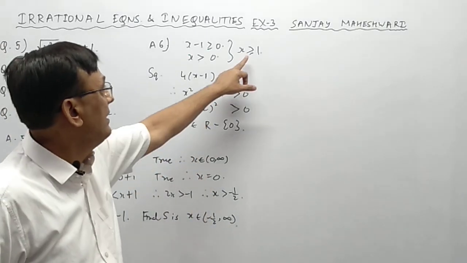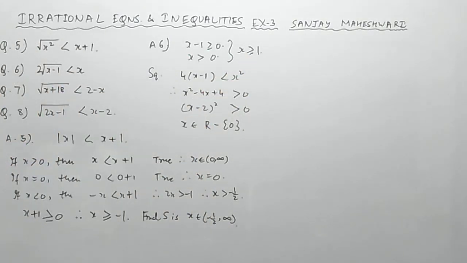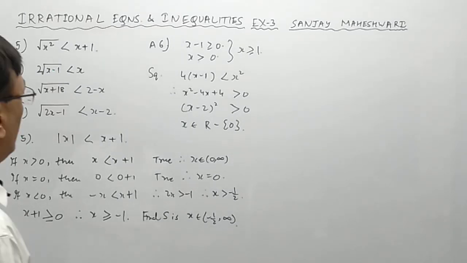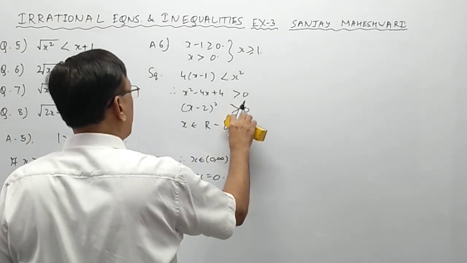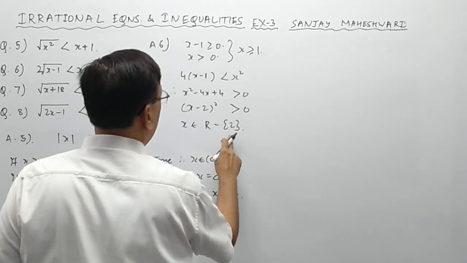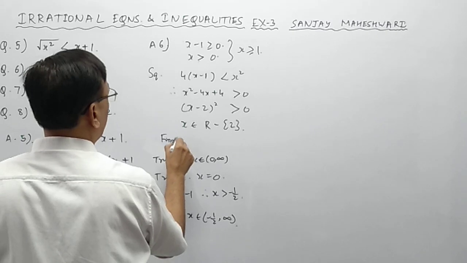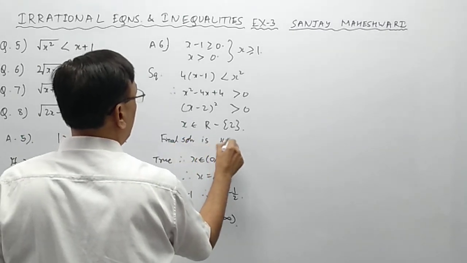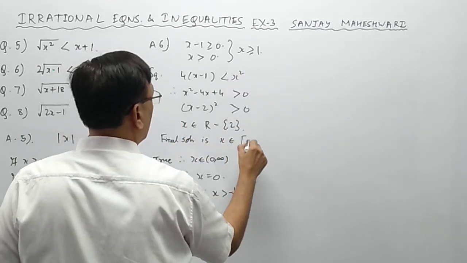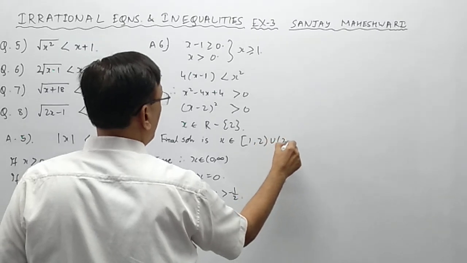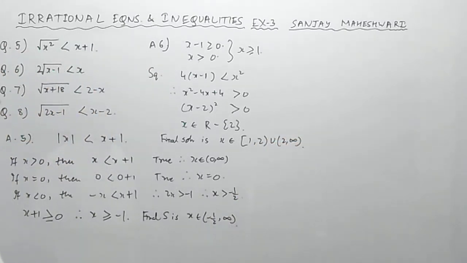But what we can see here is x should be greater than equal to 1. So that is an important condition. Right? Now R minus 2. So finally, from 1 to infinity, we have to exclude 2. So final solution is x belongs to 1 to 2 open union 2 to infinity. Okay, now we will move on to question number 7.